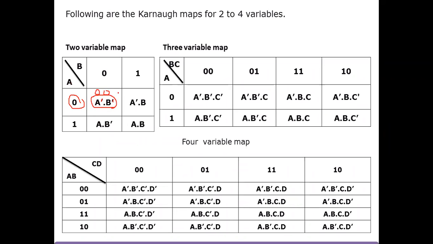In terms of A and B, it is A dash B dash. It's the min term. And here, what's the value represented? A is 0, B is 1. So the term is A dash B. Here, in terms of values, we have 1 and 0. So the term is A B dash. Here, as values, we have 1 and 1. So what's the term? A B, because none of the values are zeros.